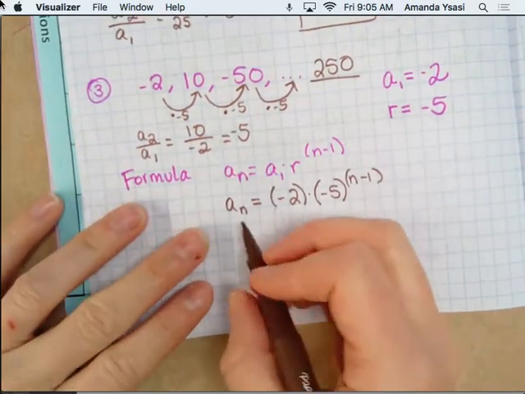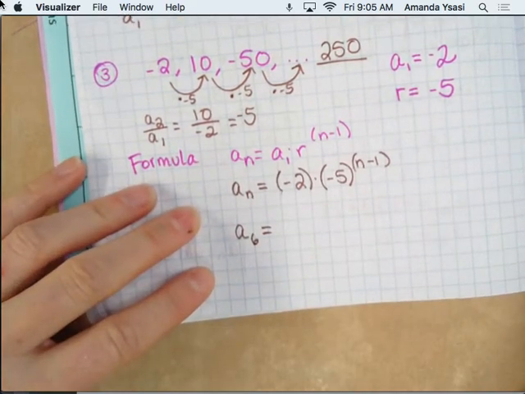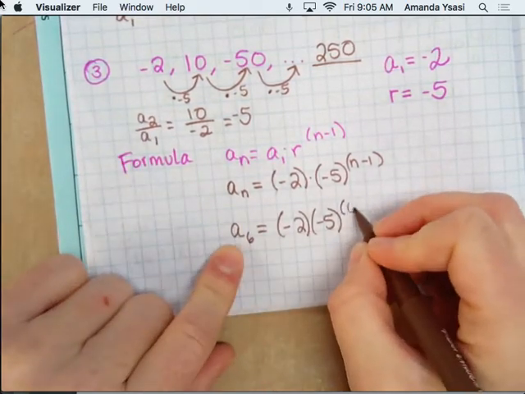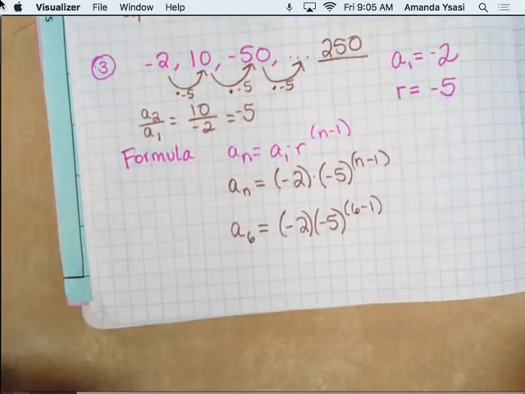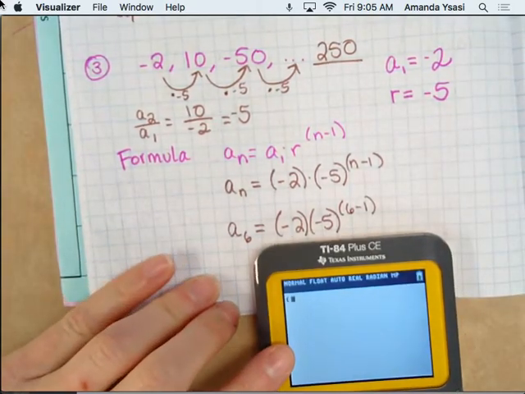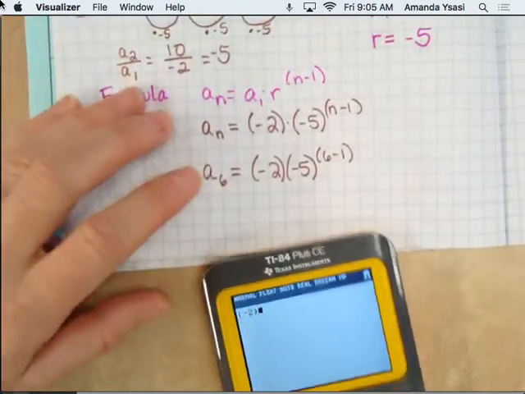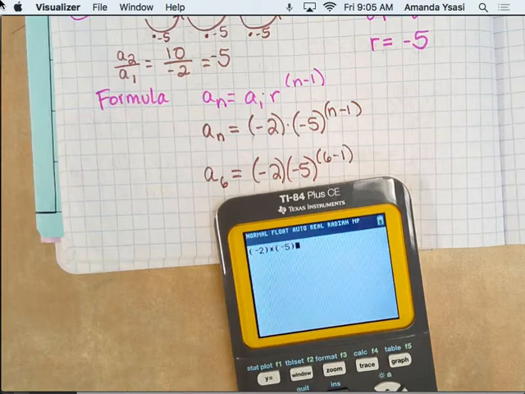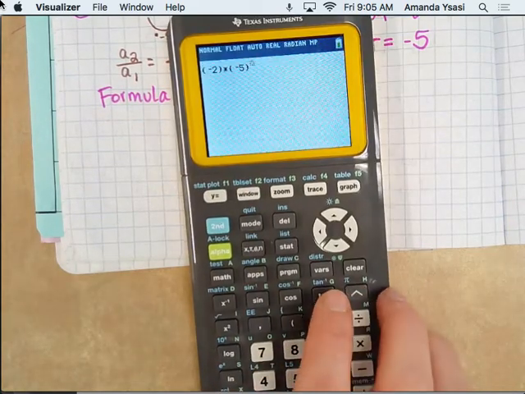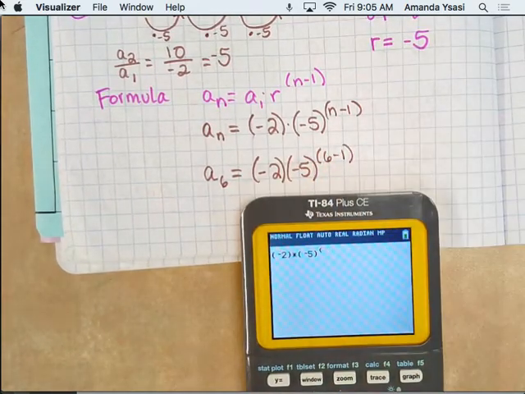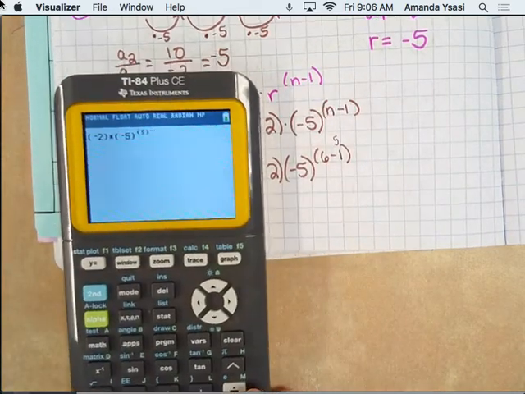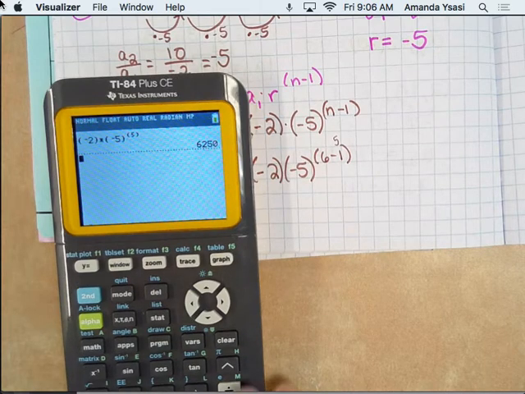But if we wanted to find, let's say, the sixth term, the way we would do that is just plug this in the calculator. Negative 2 times negative 5 raised to the 6 minus 1. Y'all put this in the calculator. Negative 2 times negative 5, and then the little arrow up, carrot top, raised to the parentheses. What's 6 minus 1? 5. Instead of putting 6 minus 1, I could just put 5. So to find the sixth term, it'd be 6,250. There we go.